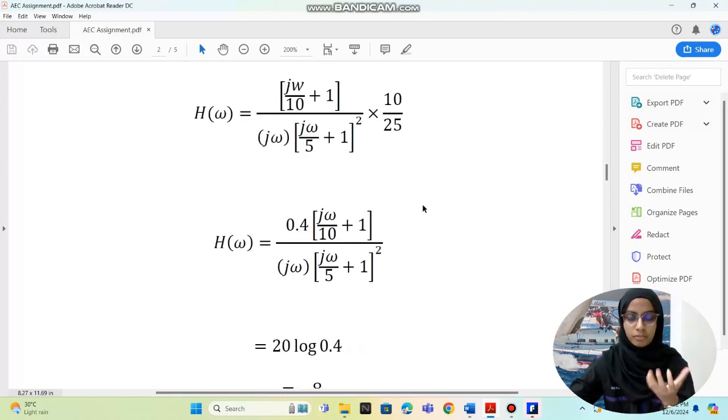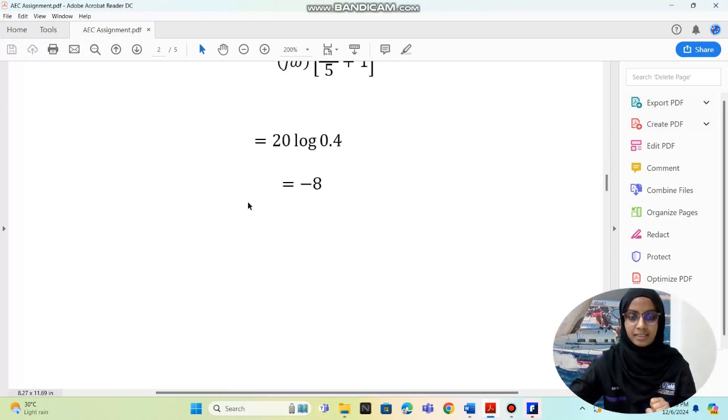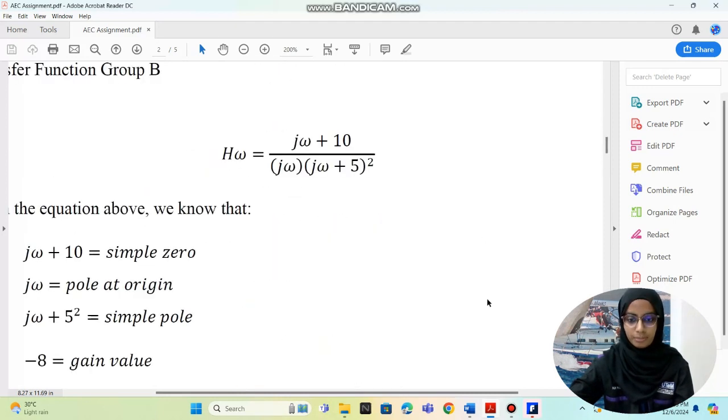So lastly, you have to put all the values inside the standard form. So you'll get 0.4 times (jω over 10 plus 1) as the numerator, over the denominator (jω) times (jω over 5 plus 1) squared. So this is the finalized equation of the transfer function that I have done. And this is the gain we get: 20 log 0.4 is the gain. You get negative 8. That's all from me. Assalamualaikum and thank you very much.